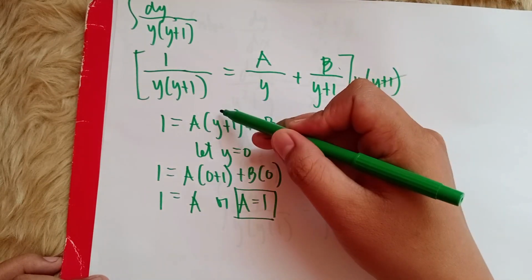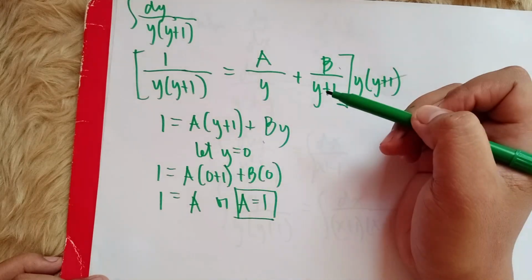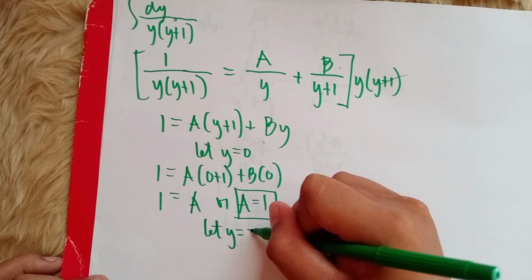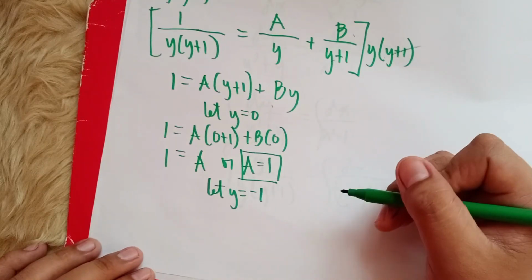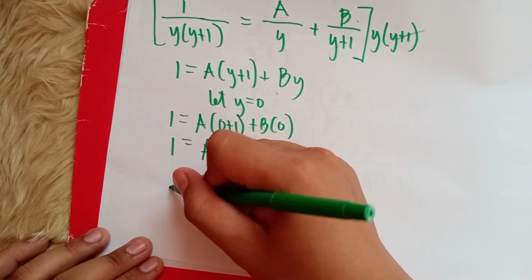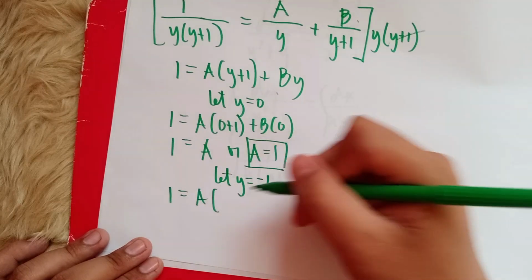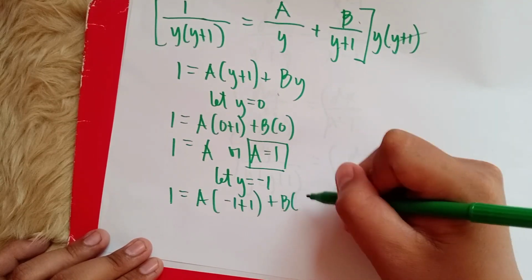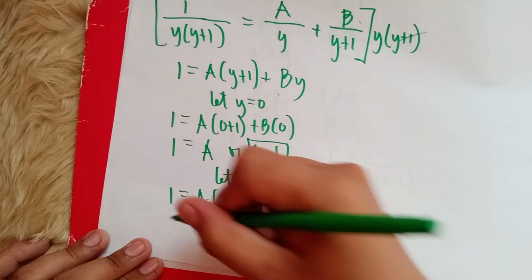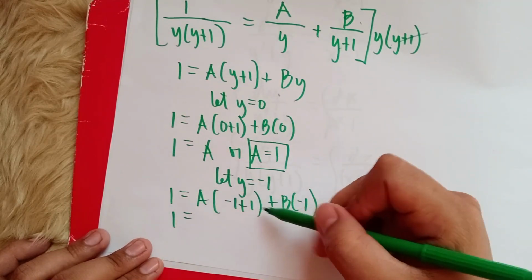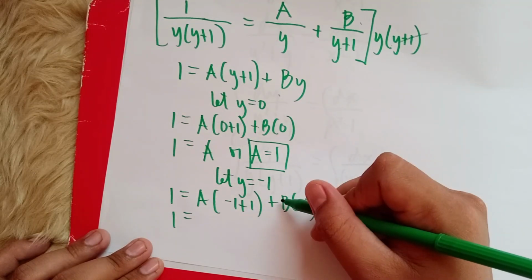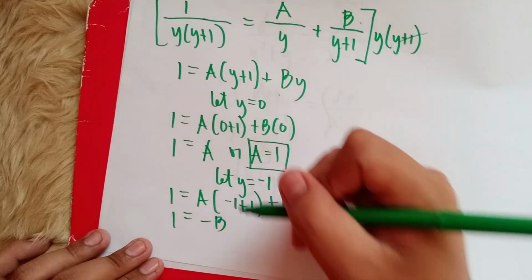Pag add natin sa 1, yung sum niya is 0. Okay, tama mga boss. We let y equals negative 1. So, by substitution, it's a times negative 1 plus 1 plus b times negative 1. So, 1 equals negative 1 plus 1, that is 0, times a, 0. So, this is b times negative 1, this is negative b.